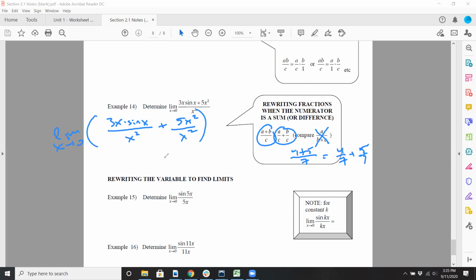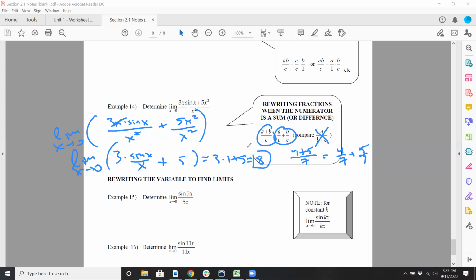Then I could do a reduction. 5x squared over x squared is 5. And I could do a reduction here. 3 times sine x over x. And again, the limit as x approaches 0. Well, what's the limit as x approaches 0 of 5? 5. What's the limit as x approaches 0 of sine x over x? We know it's 1, but we're multiplying by 3. So essentially doing 3 times 1 plus 5, and the answer is going to be 8.